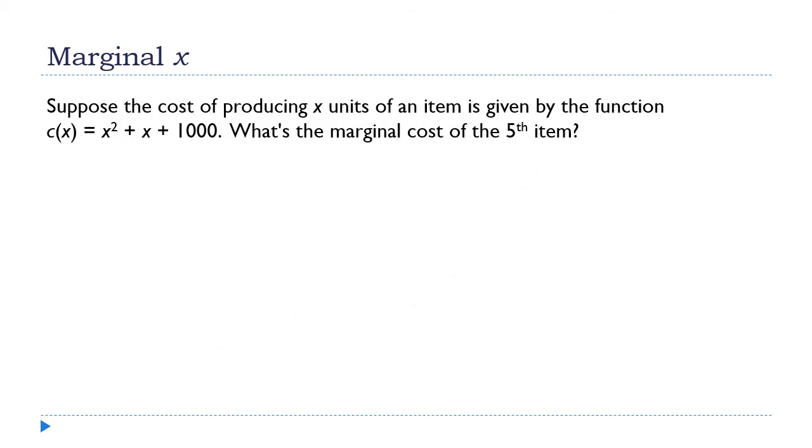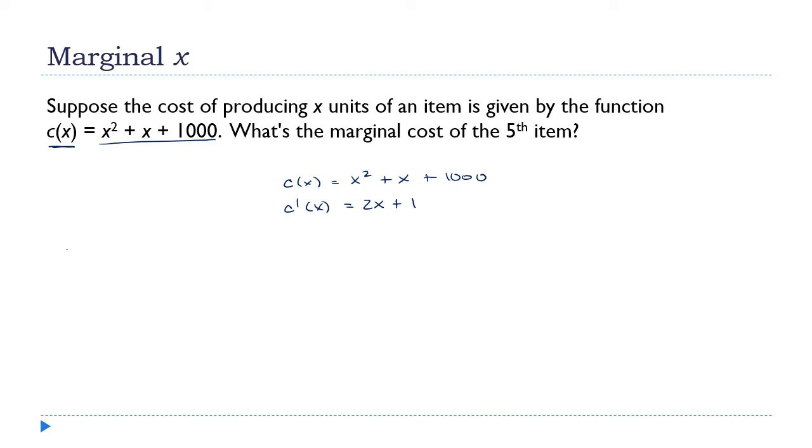Okay, so I've got an example here, and we are talking about costs, right? The cost function is given by this formula, and I want to know, what is the marginal cost of the fifth item? Well, let me just write it here. C of x is x squared plus x plus 1,000. So C prime of x is 2x plus 1.